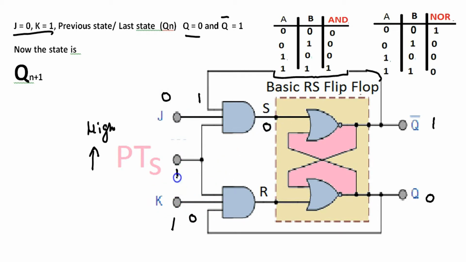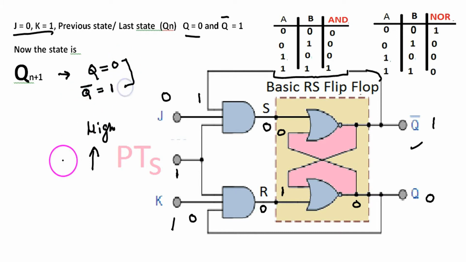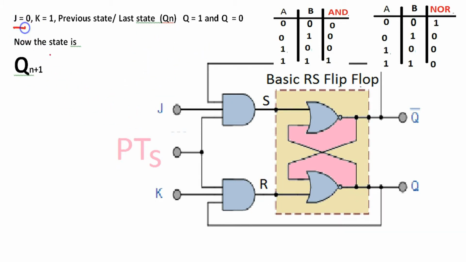This 0, 1, the clock is high, even then the output is 0. So 1 is here, 1, 0 is 0. 0 comes here, 0, 0 is 1. So this is again a stable state. If J equals 0, then Q will be 0, stable.